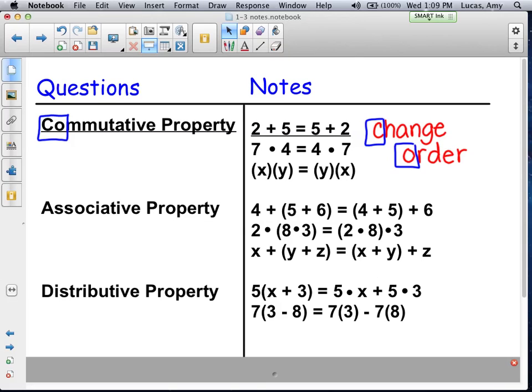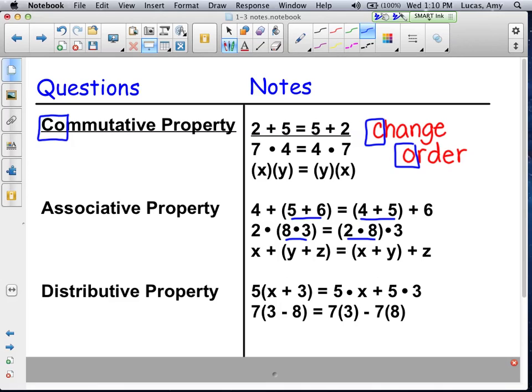So if you think about the first example, in the parentheses you see 5 plus 6, that would be 11, plus 4 is 15. On the other side, the parentheses are around 4 plus 5, which is 9. 9 plus 6 is still 15. The same thing is true for multiplication. 8 times 3 is 24, times 2 is 48, or 2 times 8 is 16, times 3 is still 48. And the last example shows you addition, but using variables instead.